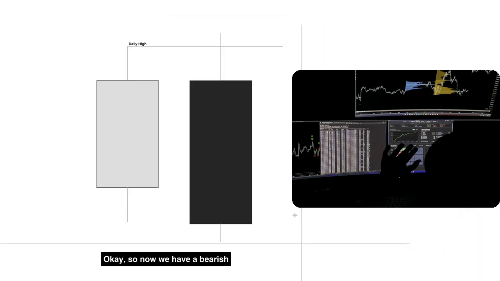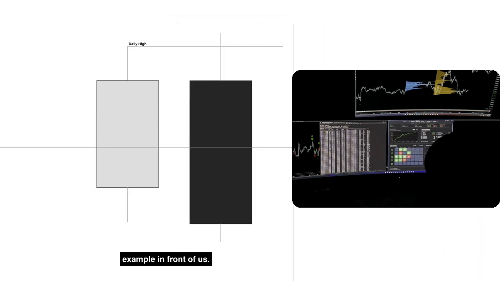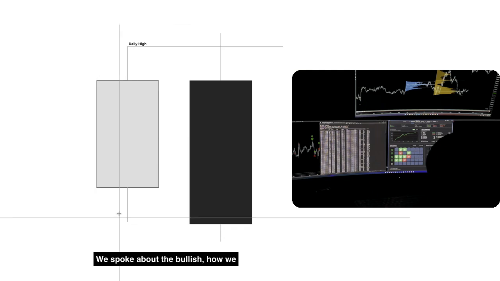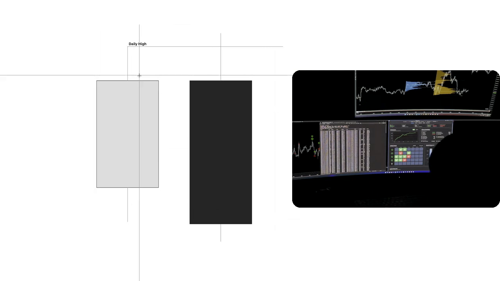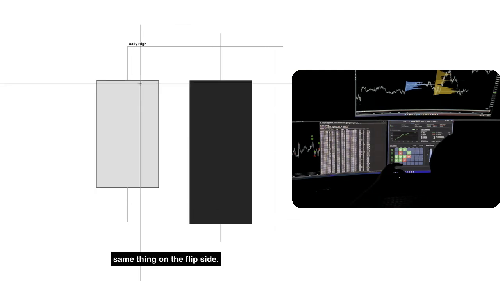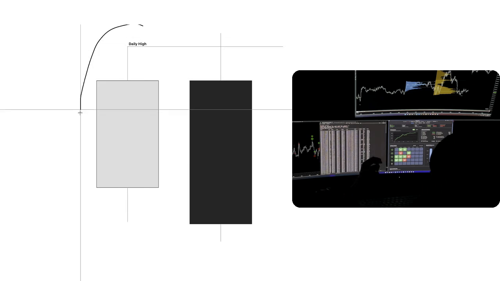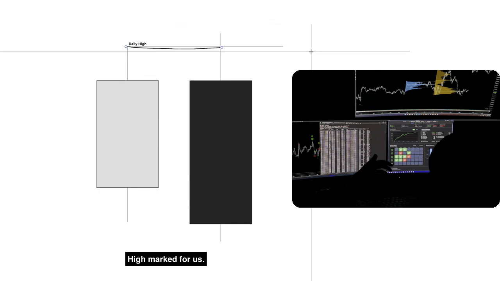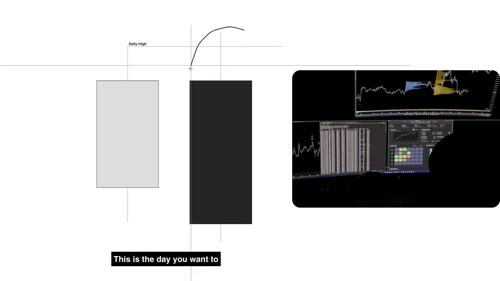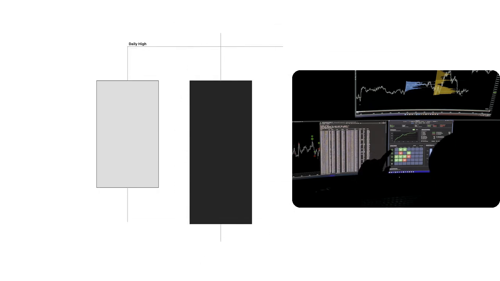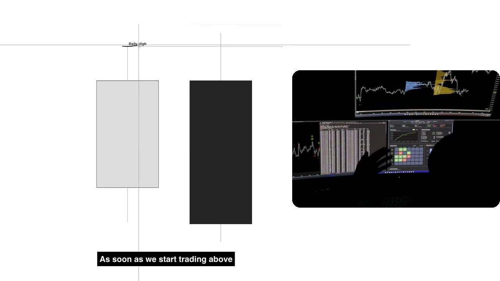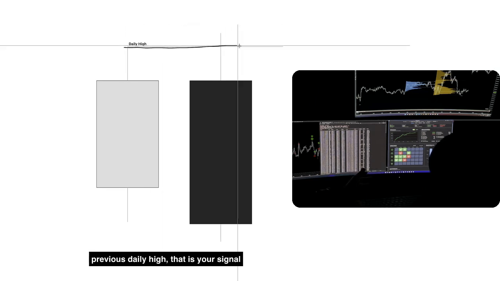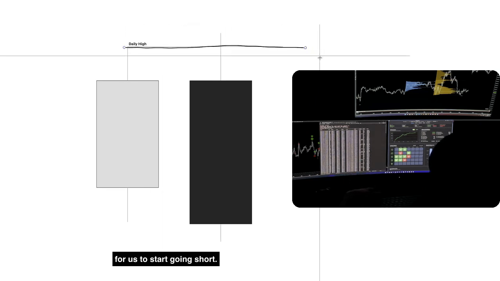Okay, so now we have a bearish example in front of us. We spoke about the bullish, how we can buy below the PDL. Now, it's going to be the exact same thing on the flip side. This current candle, I've left on the daily high marked for us. You drag it over. This is the day you want to be focusing on. Imagine you want to be selling. As soon as we start trading above previous daily high, that is your signal for us to start going short.